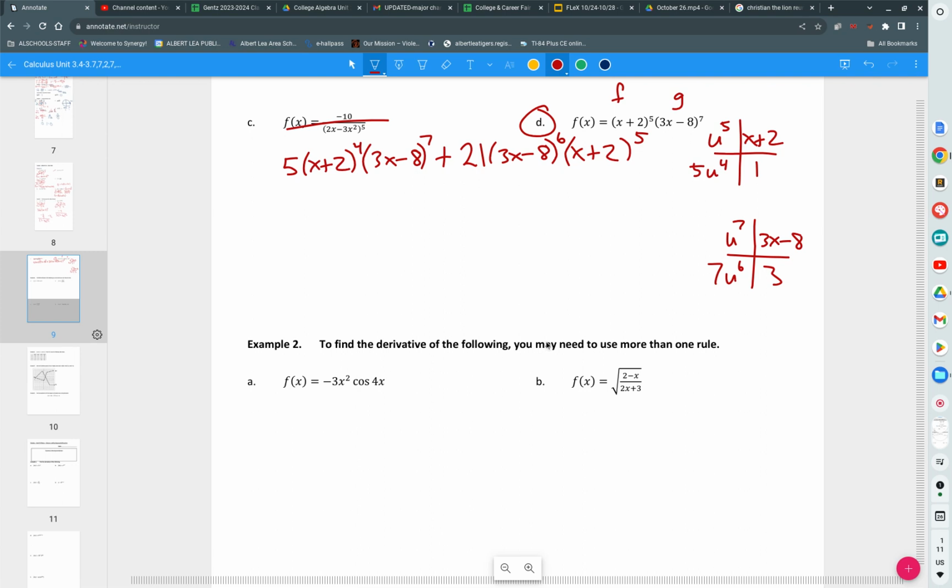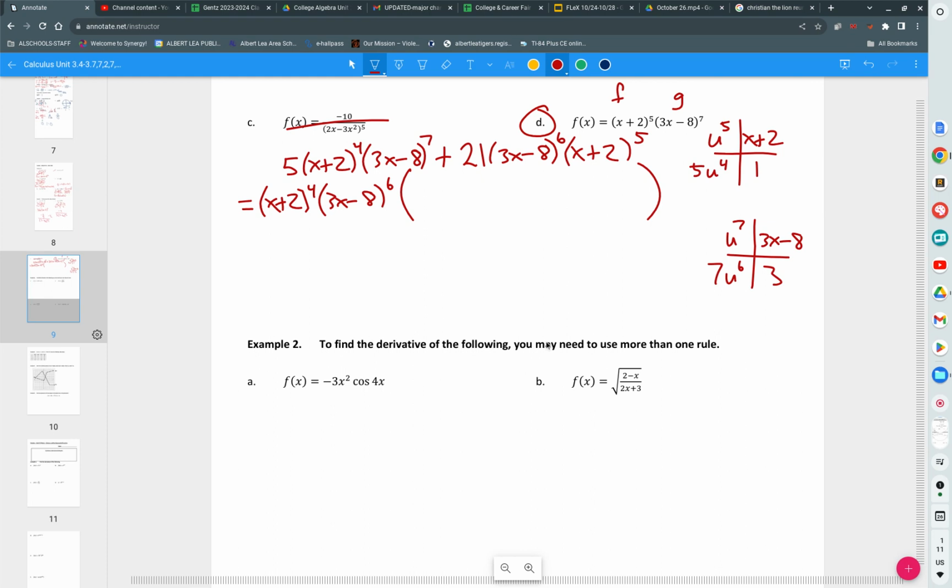So what I do is I factor out the common factor. What is the common factor among 5 and 21? Nothing. What's the common factor among x plus 2 to the 4th and x plus 2 to the 5th? So x plus 2 to the 4th is a common factor. What's the common factor among 3x minus 8 to the 7th and 3x minus 8 to the 6th? 3x minus 8 to the 6th. So I take that out. That's my common factor, and we remove that common factor.